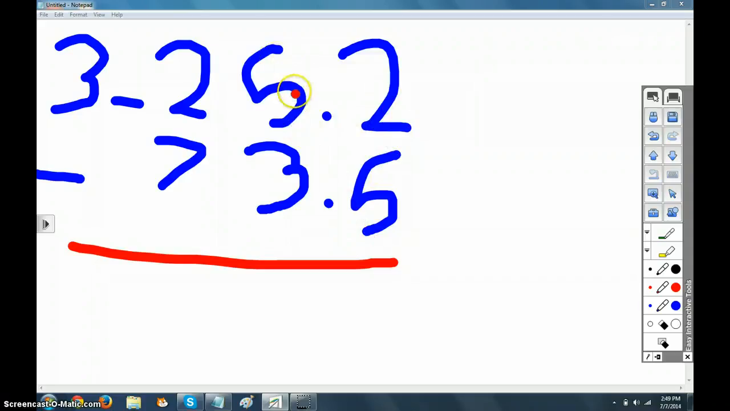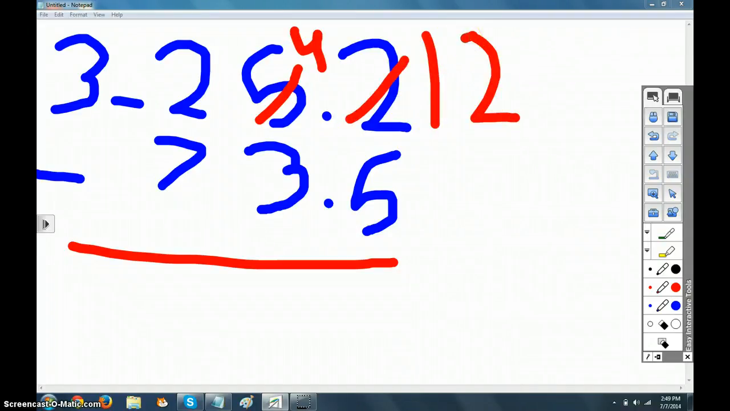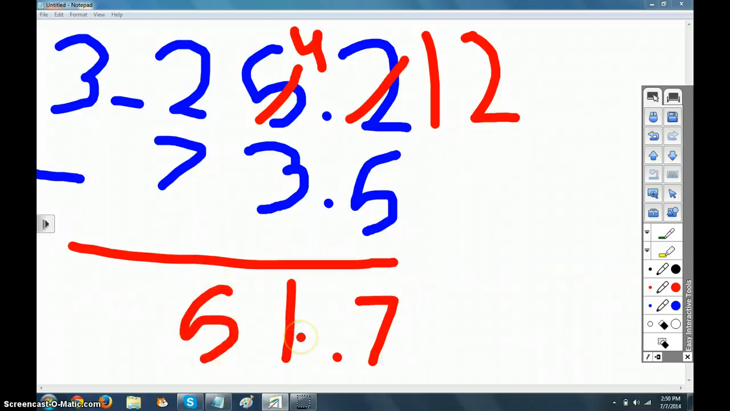2 minus 5 we can't do, so the 5 is going to be 4 and the 2 is going to be 12. 12 minus 5, let's count together: 12, 11, 10, 9, 8, 7. So it's going to be 7 right here. Then the decimal point, and 4 minus 3 is going to be 1. Then 2 minus 7 we can't do, so we make 7 minus 2, which is 5. So the answer is 51.7.